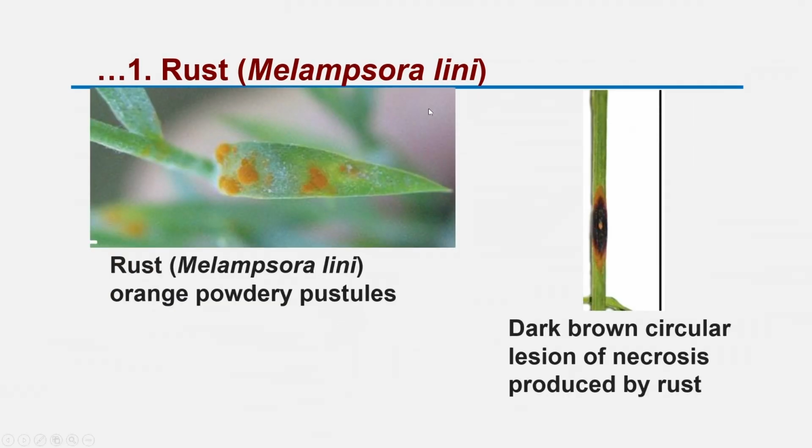Now, you can see rust damage on the leaf in the picture on the left side. So, rust Melampsora lini, these orange powdery pustules are very clearly seen. They are of the color of turmeric or haldi. Now, on the right side you can see the pustules, dark brown circular lesions or pustules of necrosis produced by rust. Necrosis means this part has died, the death of the tissues happens.